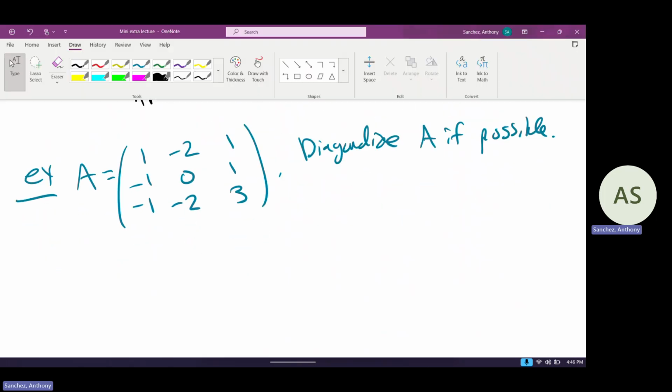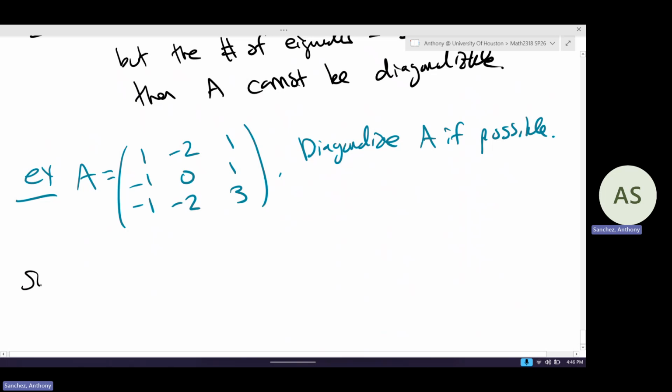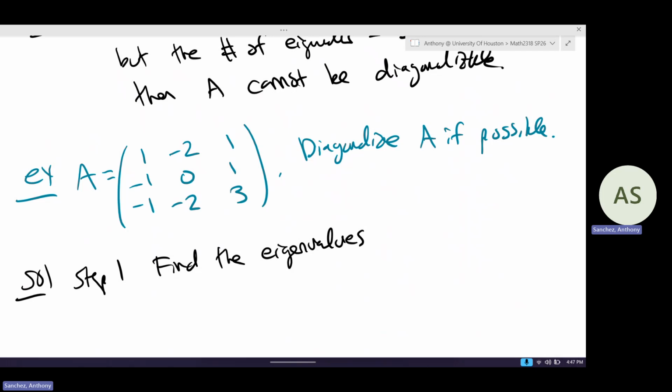All right, so I won't do all of the steps for us this time, but maybe I'll write down what you need to do in order to do the steps. So solution: step 1 is find what? The eigenvalues. Whenever you see the word diagonalize, it means you have to find all of the relevant eigen stuff. That's what this is saying. Okay?